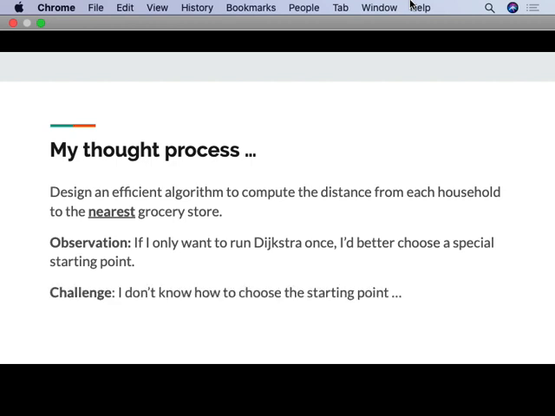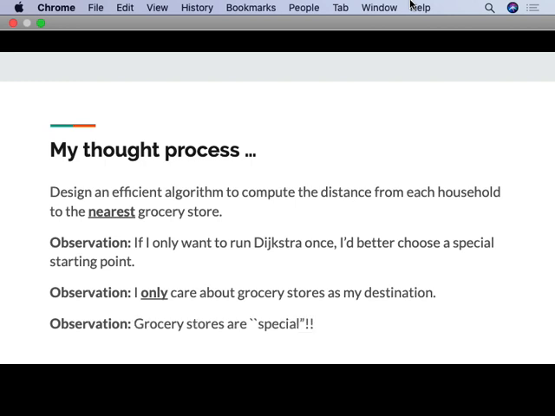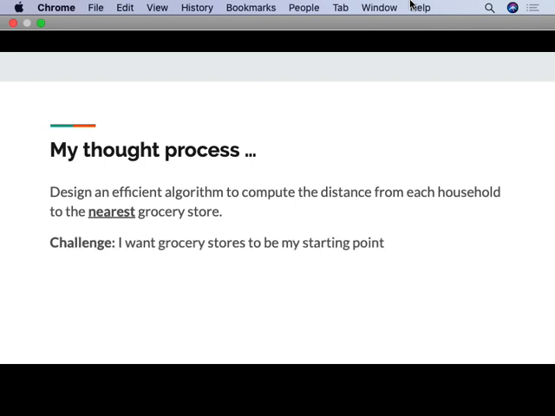And also notice that it's kind of hard to select the starting point. But there's a clever observation that, in fact, I only care about the grocery store as my destination, right? So if I think from the perspective of the grocery store and try to get the shortest distance to each household, that will also work, because the shortest distance from household to grocery store is the same as from grocery store to household. So I want the grocery store to, if possible, be my starting point.